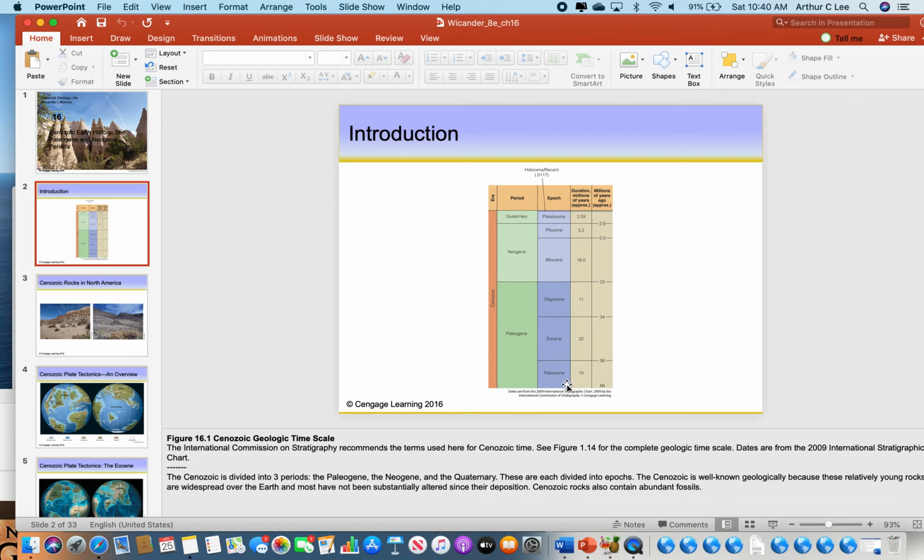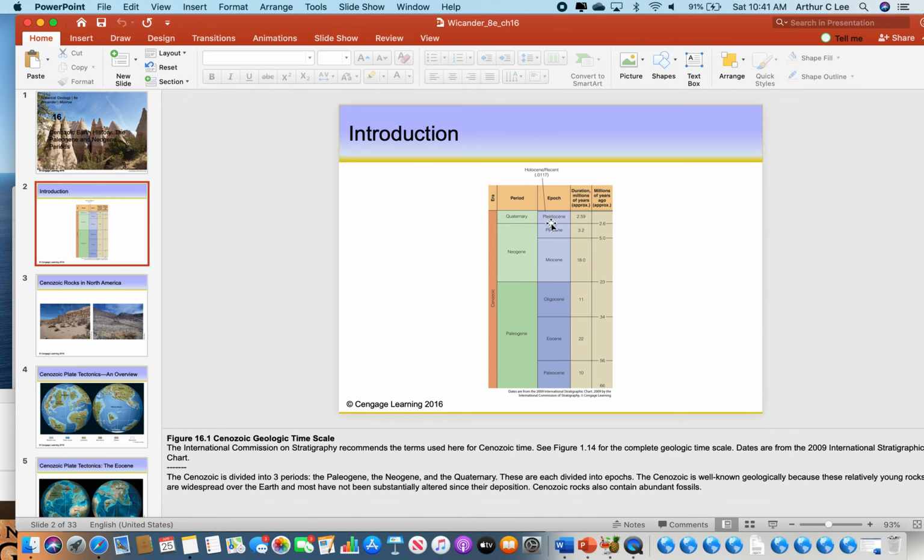Here you can see, for example, the epochs of the Cenozoic era. Paleocene, Eocene, Oligocene, Miocene, Pliocene, Pleistocene, Holocene. We're living in the Holocene epoch right now, which began about 11,700 years ago. What happened 11,700 years ago, you might ask? That's when the Ice Age ended.